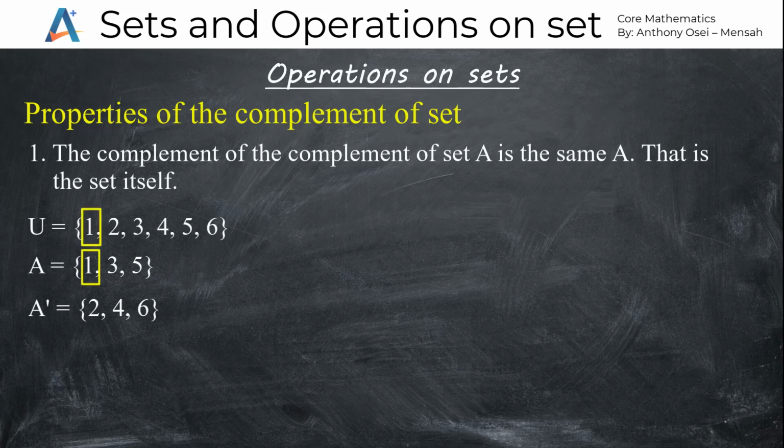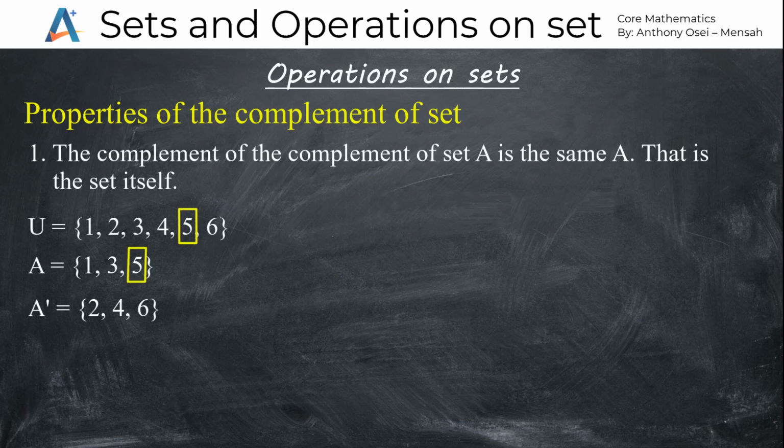So 1 is called a complement. 2 is in the universal set but not in set A. So 2 is the first complement of set A. 3 is in the universal set and still in A. So 3 is not part. 4 is in the universal set, it's not in set A. So 4 will be the second complement.